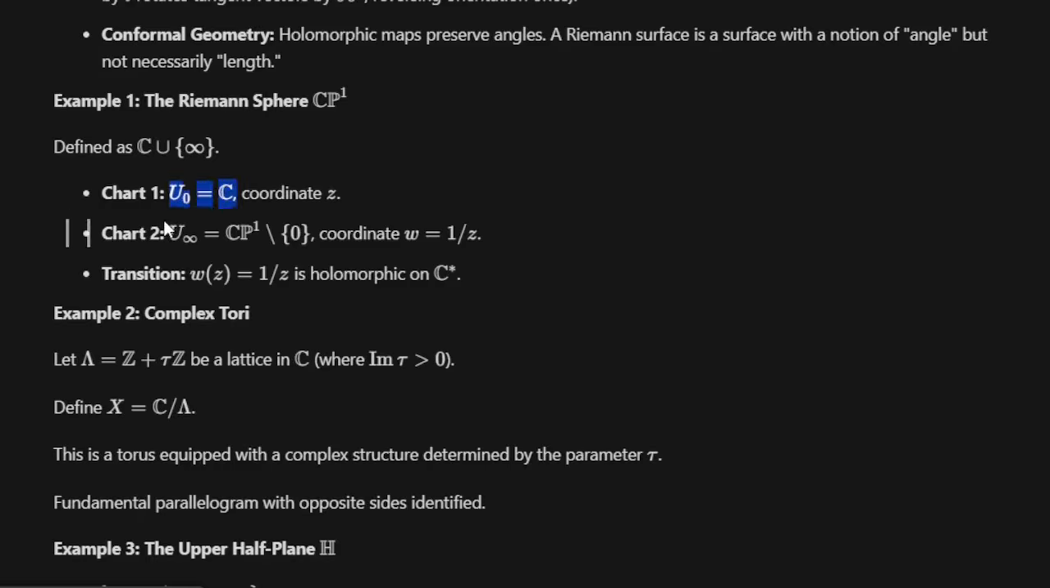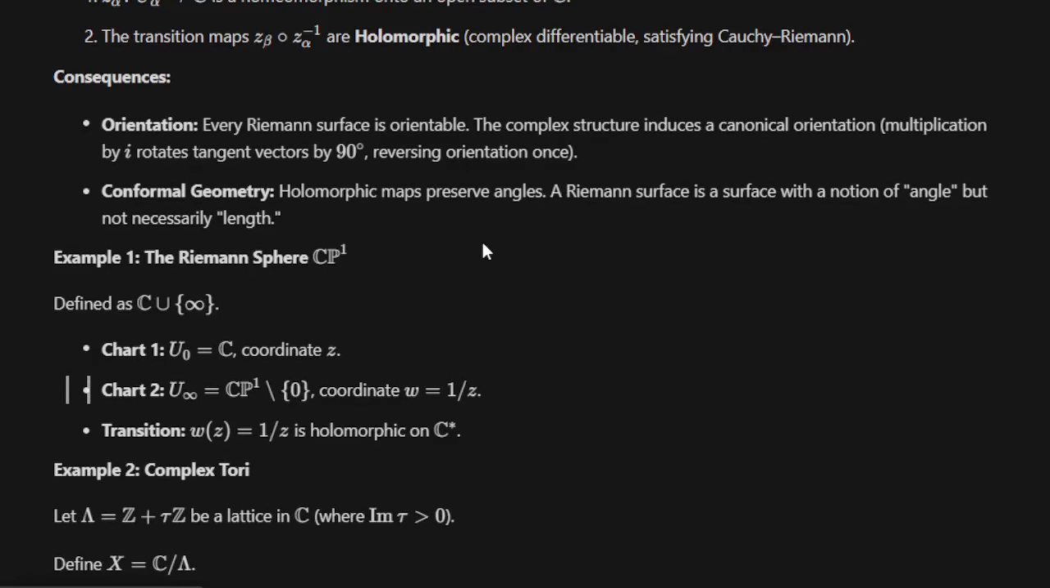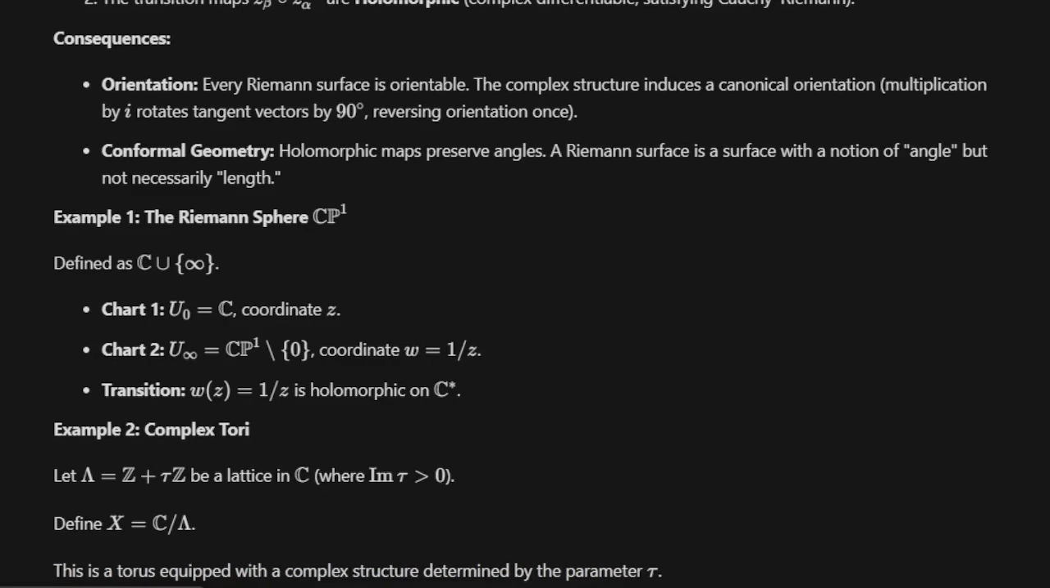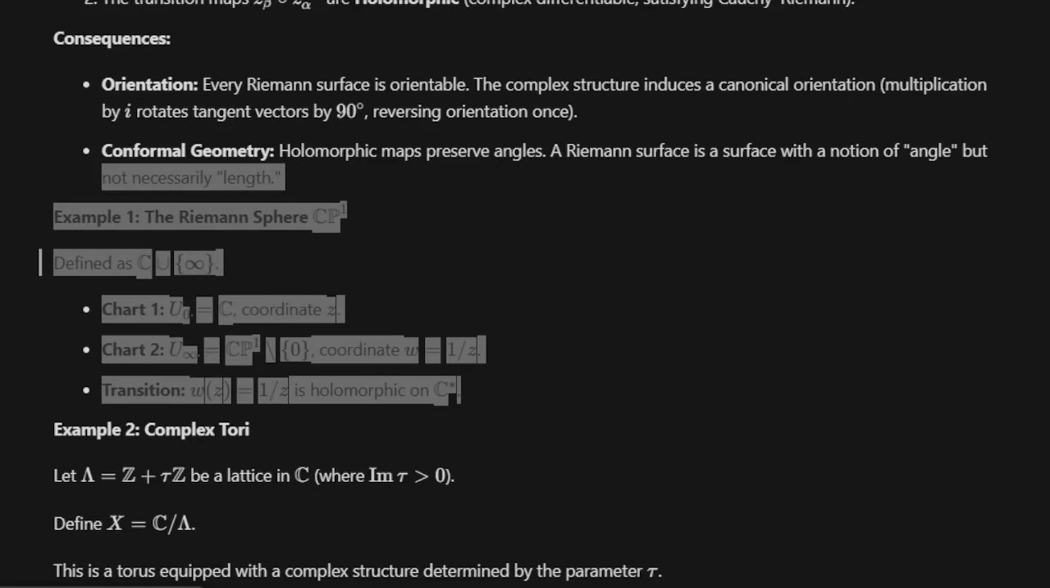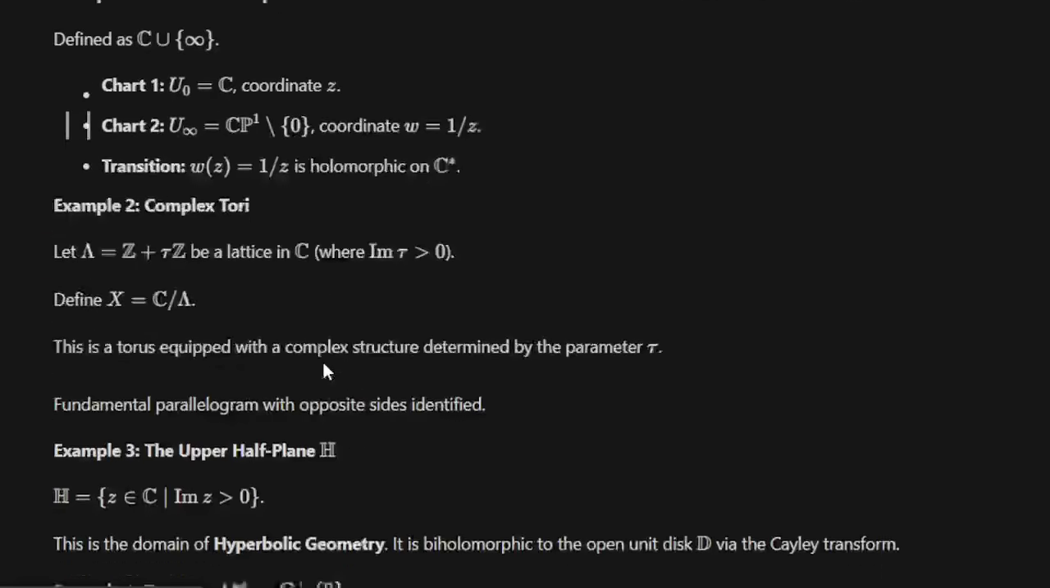Of just the complex numbers, and then take the point at infinity. So it would be the complex projective line, right? Instead of the real projective line, we're just using the complex projective line, at this coordinate of 1 over z, where w is 1 over z. And the transition map then is holomorphic on the complex conjugate space. So what that essentially tells us is this gives us really the simplest compact Riemann surface.